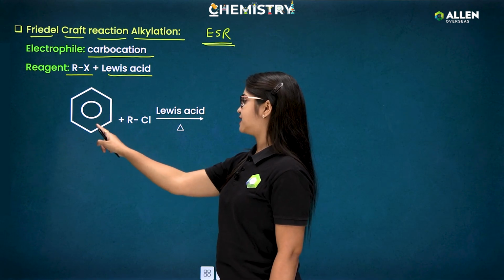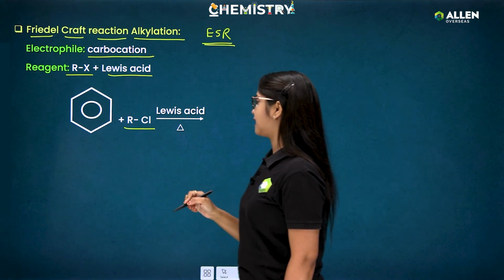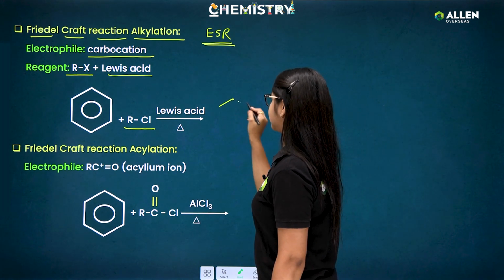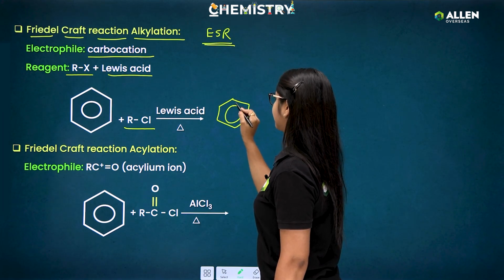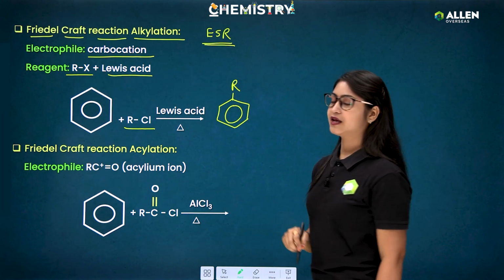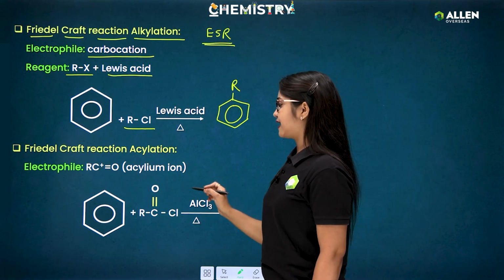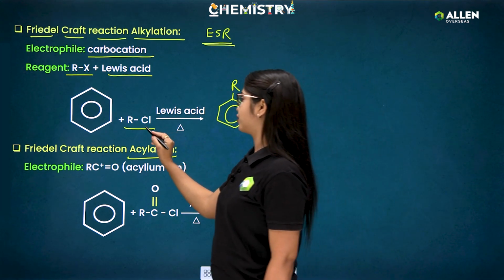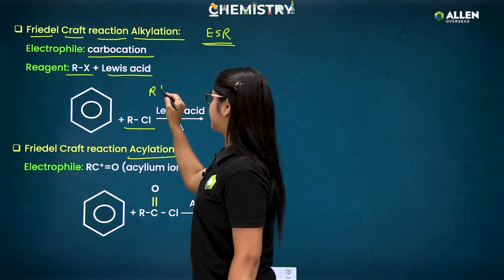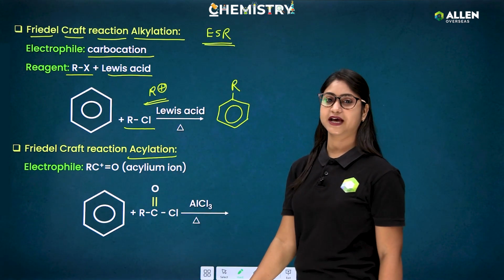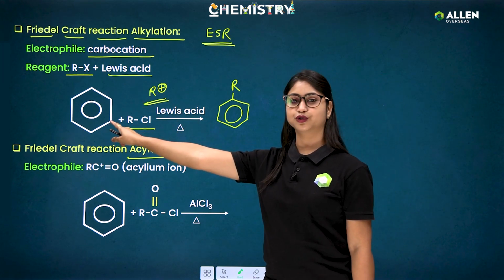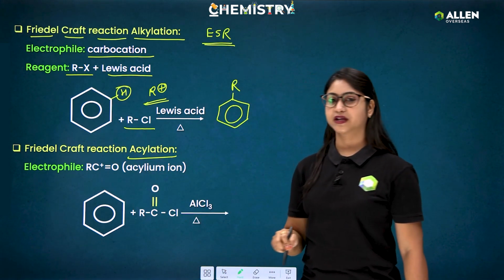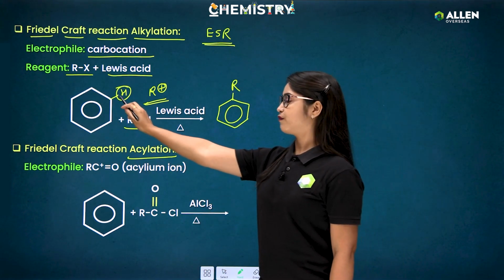So you can see we have a benzene ring, the alkyl halide and Lewis acid, and we are heating. Then we will get this product: alkylation of benzene will take place. This was alkylation where an alkyl group has attached, and the carbocation here will be R positive. So an aromatic electrophilic substitution reaction will take place. This R positive is going to replace one hydrogen from the benzene ring.